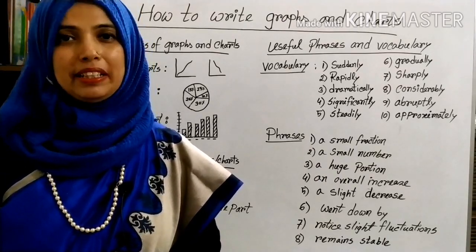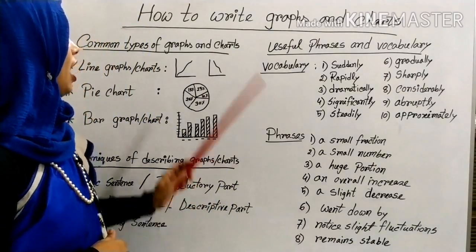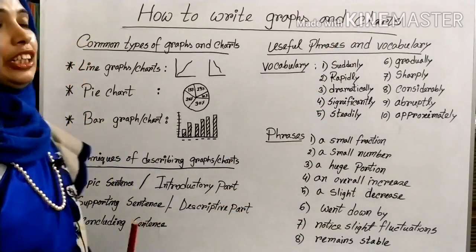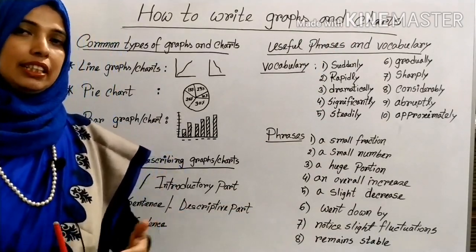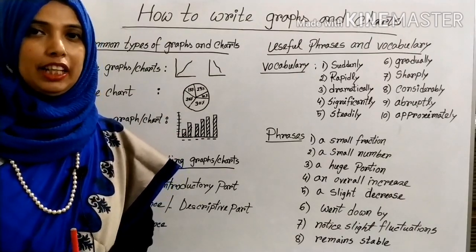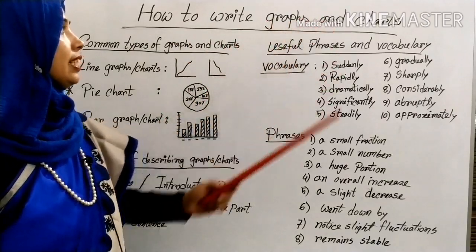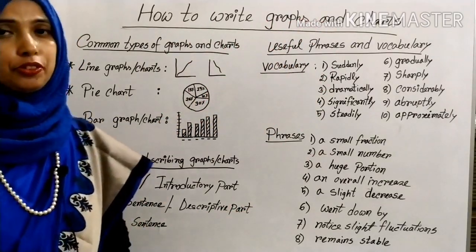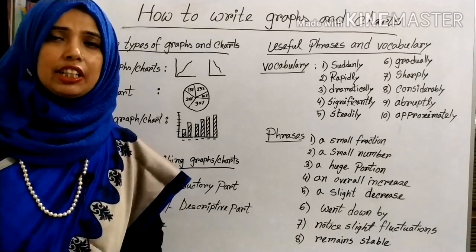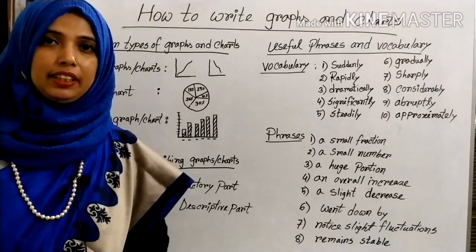Our today's topic, you can see on the board, is how to write graphs and charts. In your English first paper, in question number 10, you will find the topic for 10 marks. Okay? So before going to the topic graphs and charts in detail, we have to know what a graph or chart is. A graph or chart is an image that represents data symbolically.